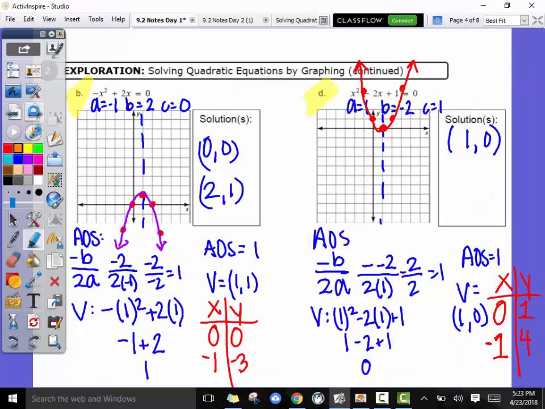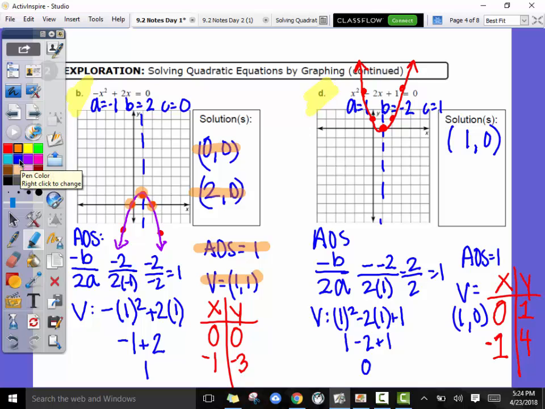And the next 2, again, I'm sorry that they barely fit on the graphs. I'm not sure what happened to the graphs in your packet. So your axis of symmetry for this next one here was 1. Vertex was (1, 1), right there. And then plug in a couple values, and you found your solution of (0, 0), and then reflect it, and you have (2, 0) right there.